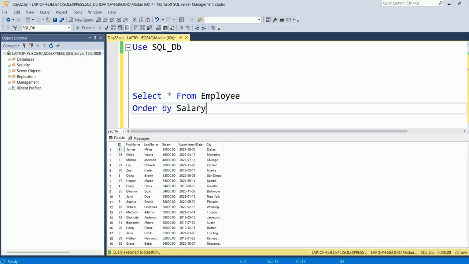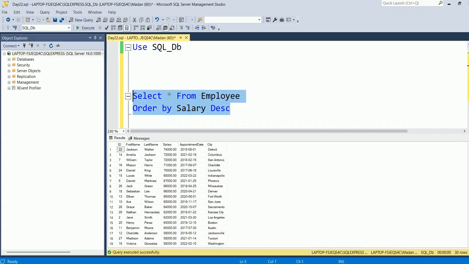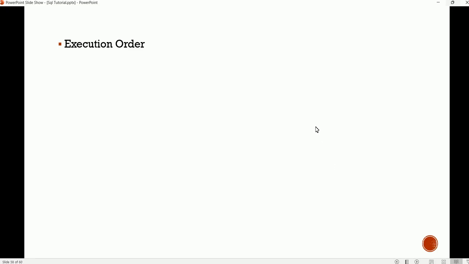I haven't mentioned a specific order, ascending or descending, so by default it is considered ascending. It's a standard rule of SQL. Now let's say I want descending order. This simple query is executed and we got the result; it returns 30 records. But how does the SQL engine internally process the given SQL statement? Now let's see the execution order.